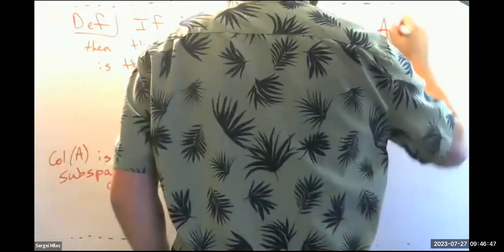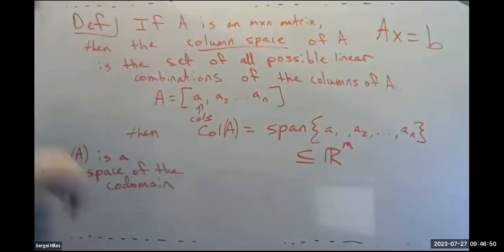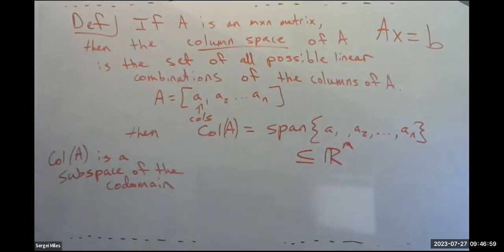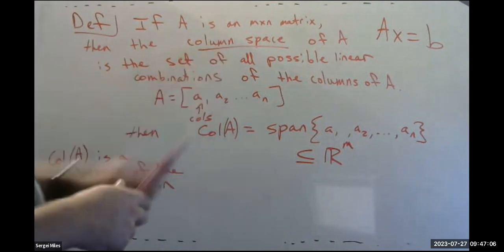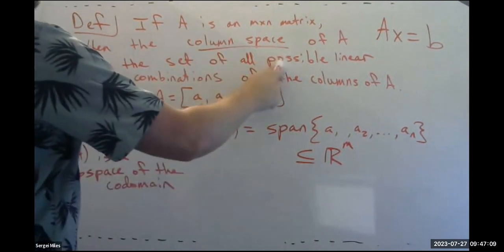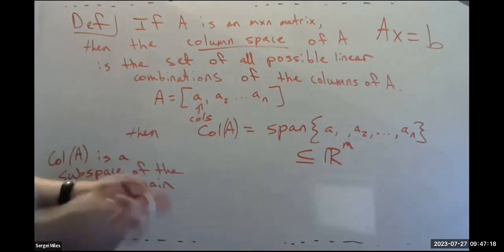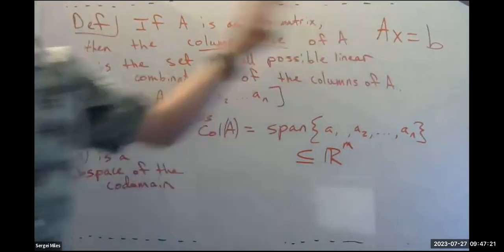Remember, when we had our matrix equation, AX equals B, what is B? Well, B is an output of doing A times X. What is A times X? A times X is a linear combination of the columns of A. In other words, the column space is the set of all possible B. It is the set of all possible outputs from A times X, right?